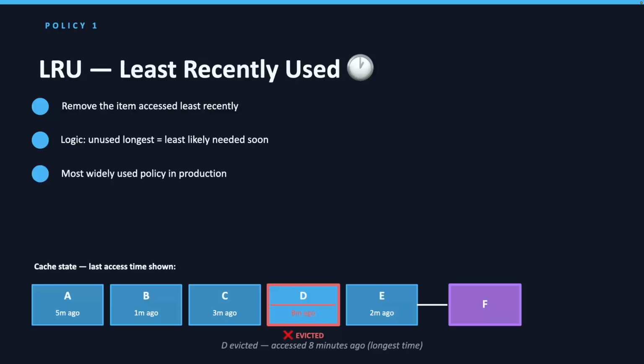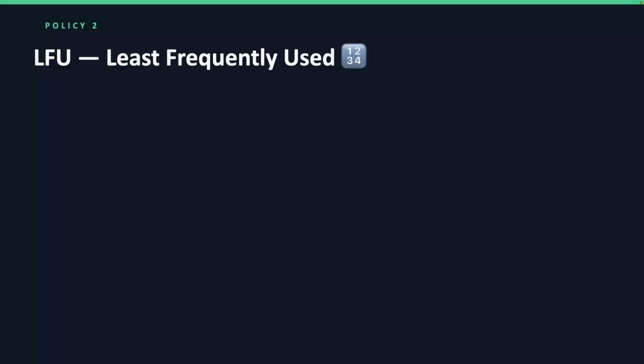LRU is the most widely used eviction policy in production systems today. Redis, Memcached, most CPU caches all support it. It works well because in most real world systems, if something hasn't been accessed recently, chances are it won't be needed again. Next, LFU or least frequently used.